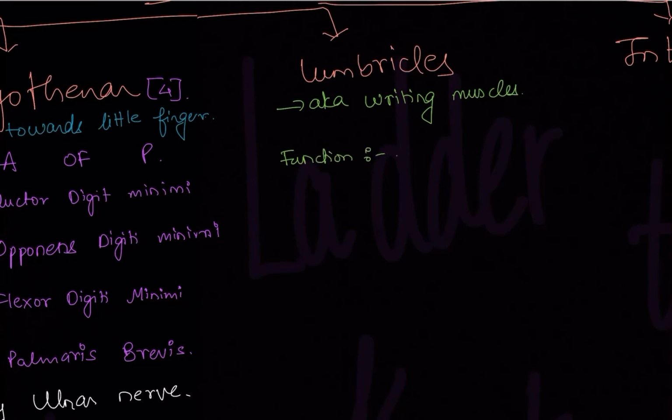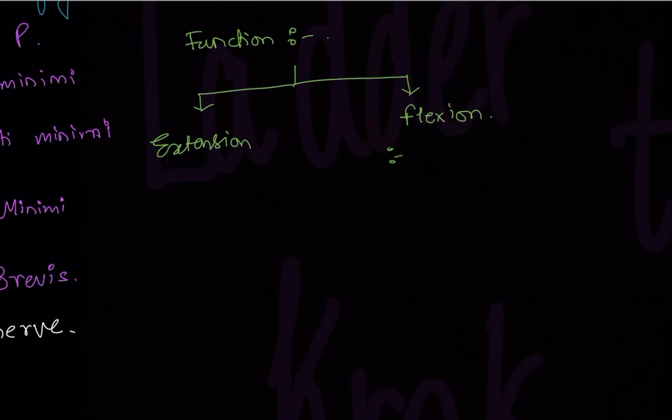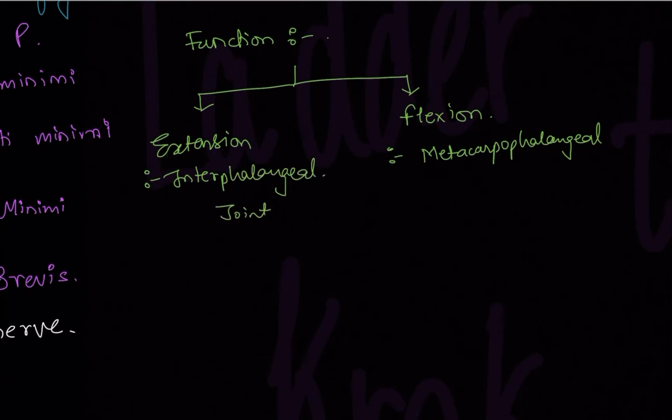It has two functions: extension and flexion. It does flexion at the metacarpophalangeal joint, and it does extension at the interphalangeal joint. Just remember it. When you join your thumb with your fingers, you'll understand that there is flexion happening where your metacarpals meet your phalanges, but there is extension happening between your interphalanges. Your fingers are straightened out, right?